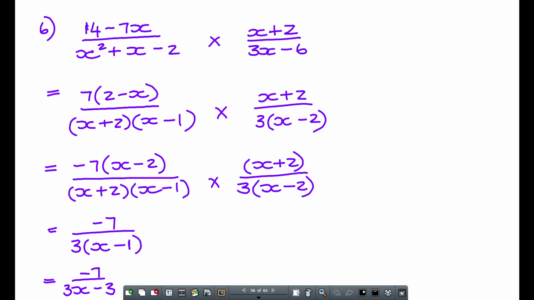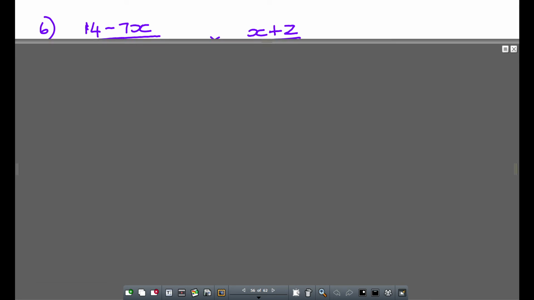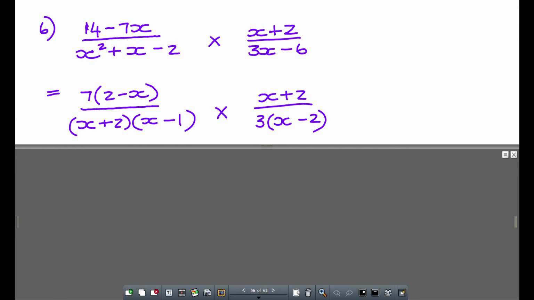Right, there's number 6. What I first did is close it up. Up until there, I first factorized: I took out a common factor of 7, sorry. I get 2 minus x, and underneath that 3-term, if I factorize that, I get x plus 2, x minus 1.